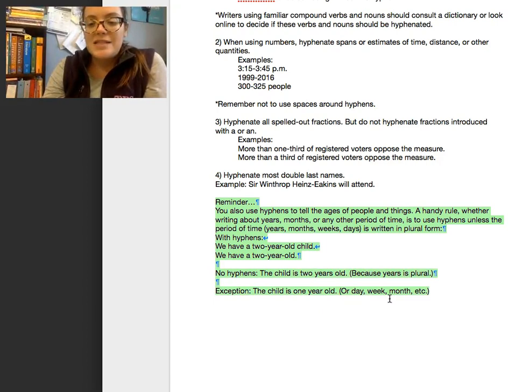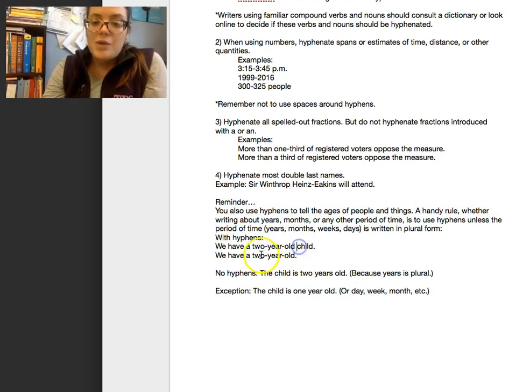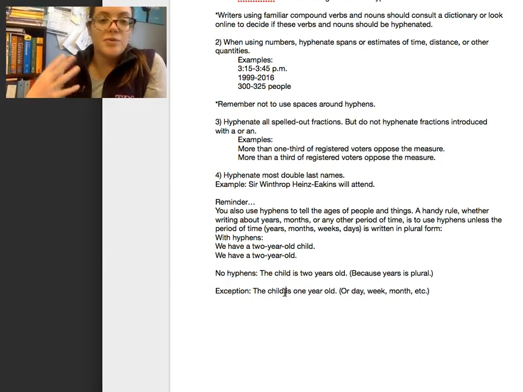You also use hyphens to tell the ages of people and things. A handy rule, whenever you're writing about years, months, whatever, is to use hyphens unless it's written in plural form. So with hyphens, we have a 2-year-old child, we have a 2-year-old. No hyphens, you don't have to say it when you say the child is 2 years old. Years is plural. Or if it's just 1 year, 1 day, 1 week, 1 month, whatever, you don't have to do it. So the child is 1 year old, 1 day old, 1 week old, 1 month old. You don't have to put a hyphen.